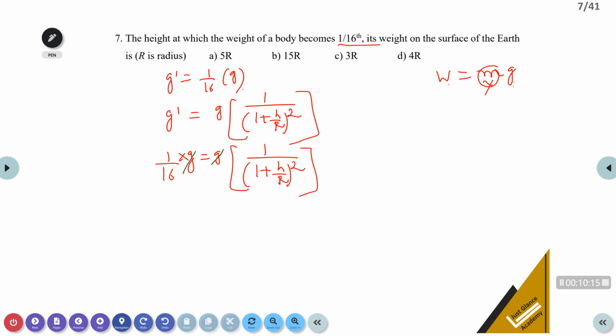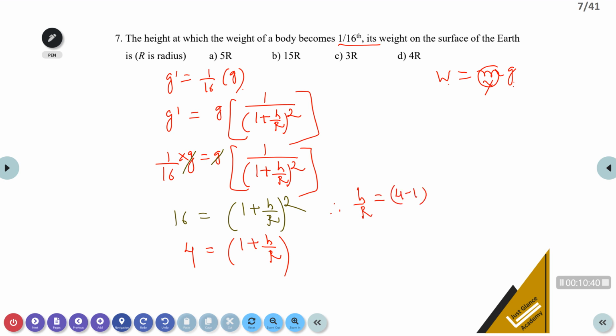This g cancels. Here, can I take the reciprocal of it? That is 16 equal to 1 plus h by R whole square. Next job is taking the square root. The square root, 4 equal to 1 plus h divided by R. Simplify it. Therefore, h by R equal to 4 minus 1 equal to 3. That means h equal to 3R. This is the right choice.